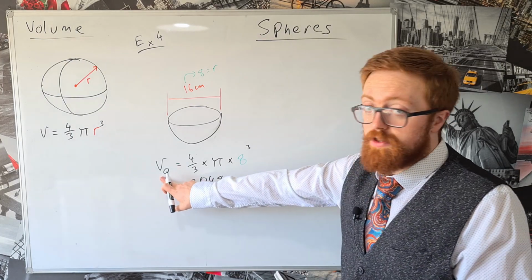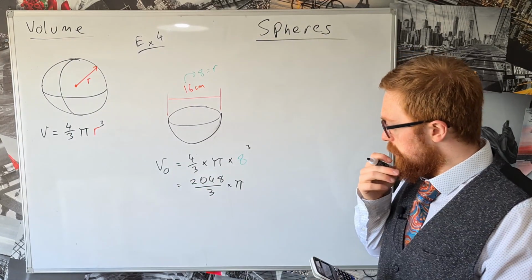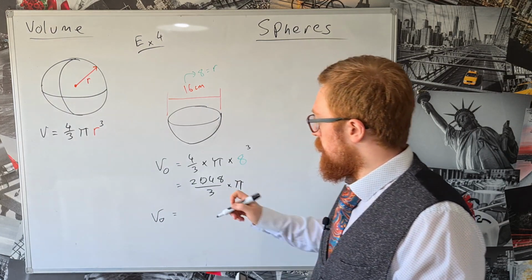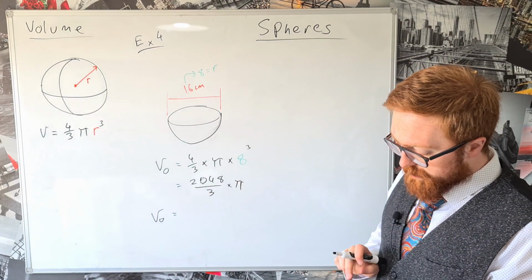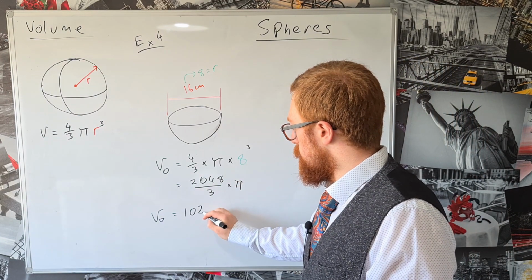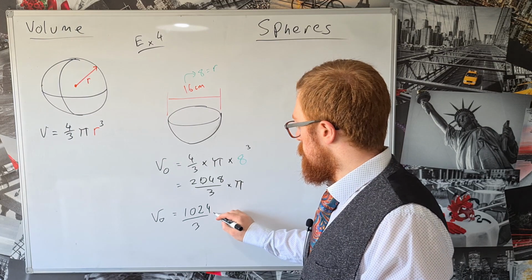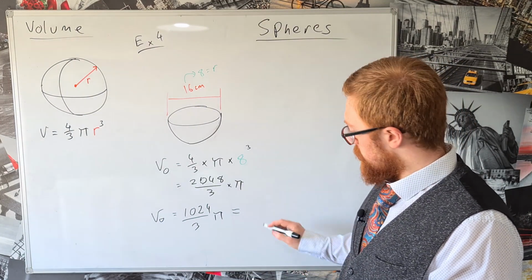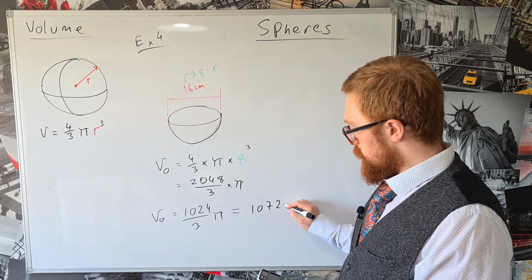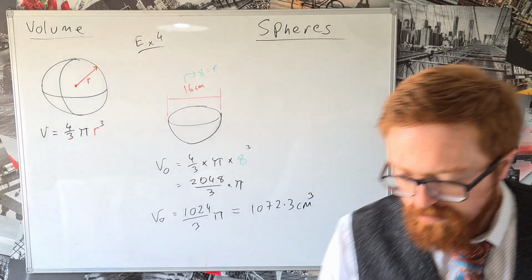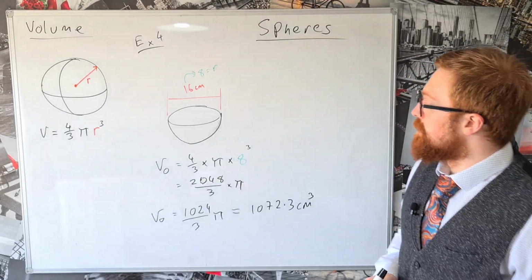But remember, that's the whole sphere. So what we need to do to get the hemisphere is we need to half that. So if we divide that by 2, or just half the numerator, I get 1024 over 3 pi, which, if I round that down, I get 1072.3 centimeters cubed.